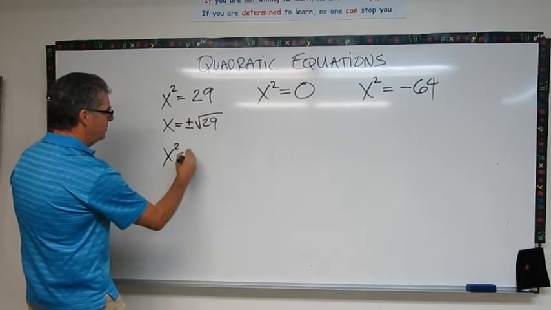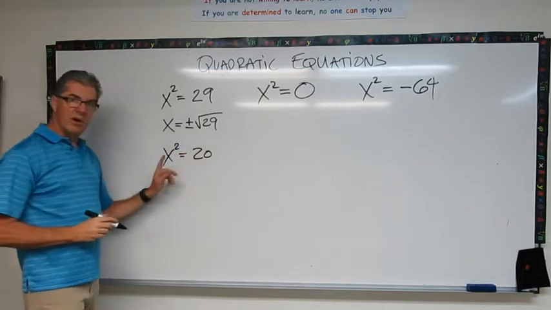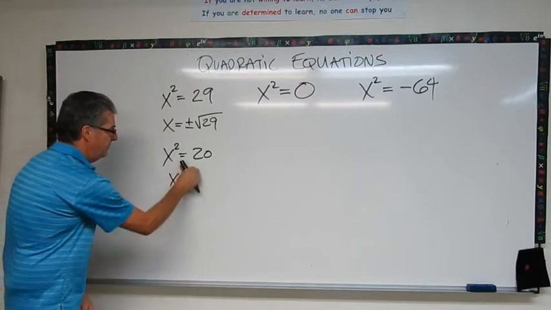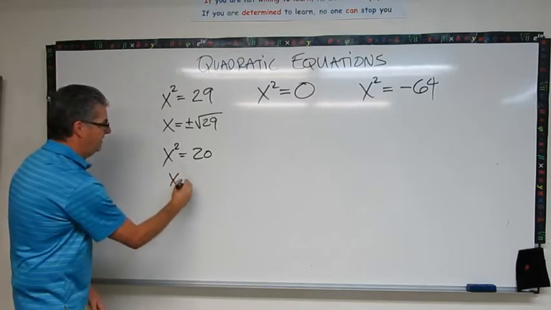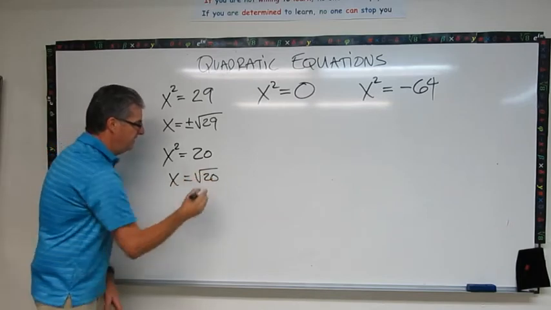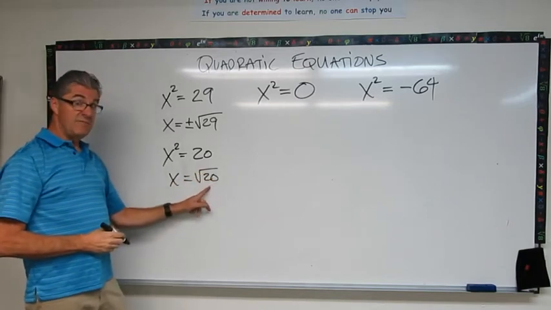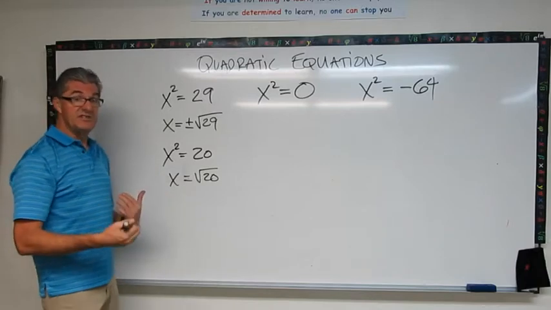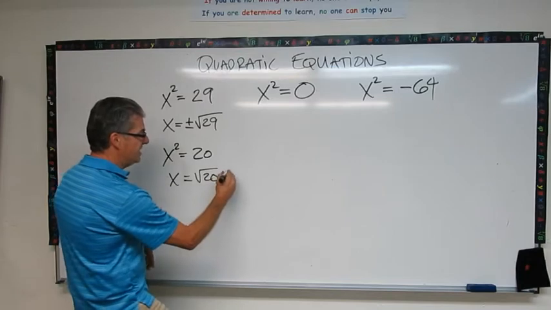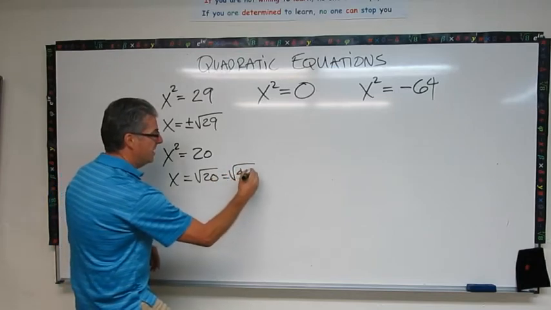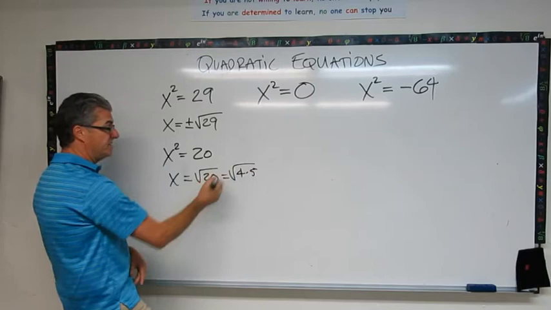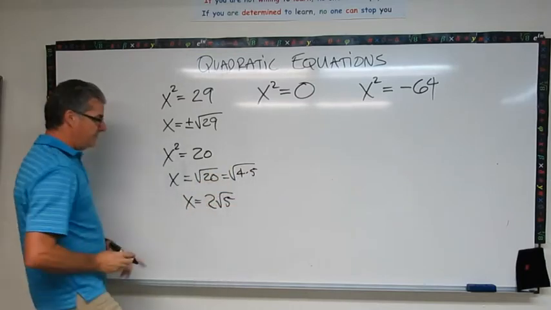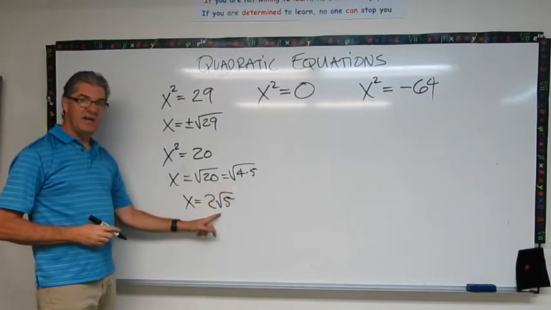x squared equals 20. Now this one's going to work out a little differently. Let's do it. Take the square root of both sides. Get rid of the squared. This is root 20. Now, 20 is not prime, and in fact, 20 has some perfect square factors. So we need to finish simplifying. Root 20 is the same as root of 4 times 5. The 4 comes out, and we get 2 root 5. So you have to simplify your radicals.